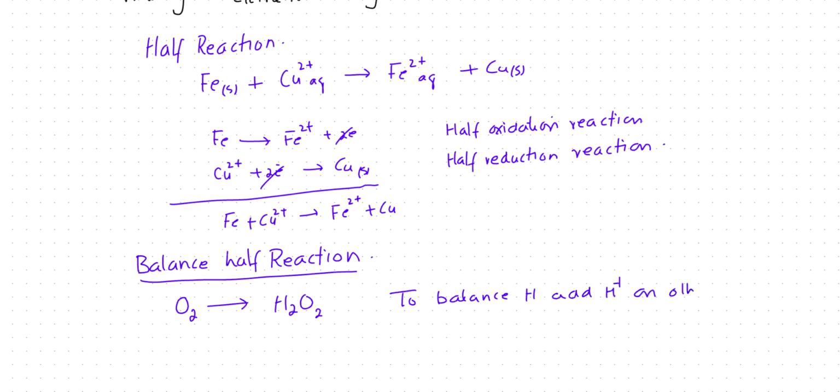So here, right side, we have two hydrogens. Here we have no hydrogen. So we write 2H plus. So now the number of atoms are balanced: two hydrogen, two hydrogen, two oxygen, two oxygen. So the last step is to balance the charge. So to balance the charge, add electrons.